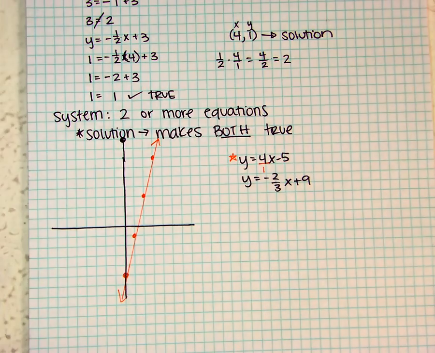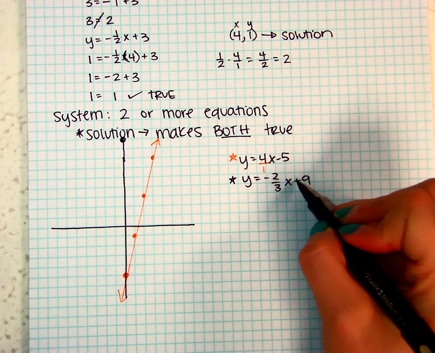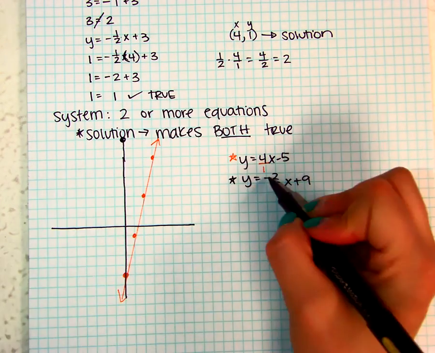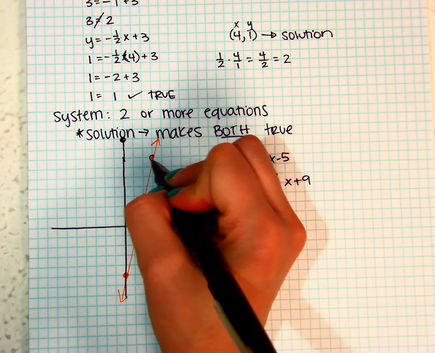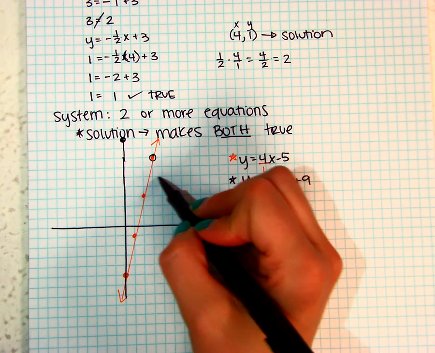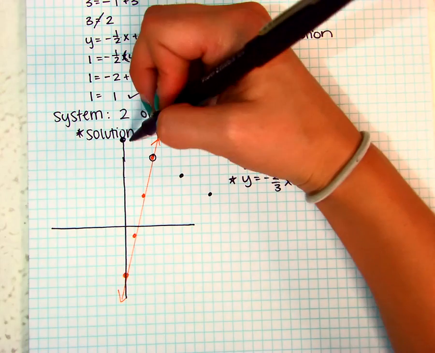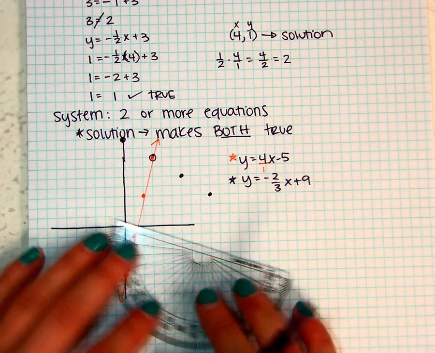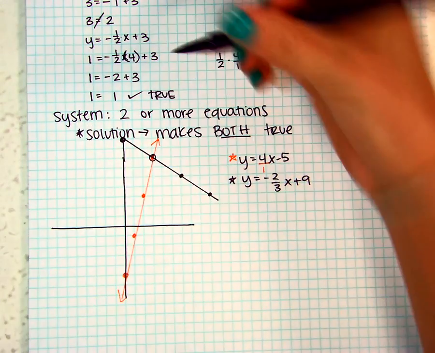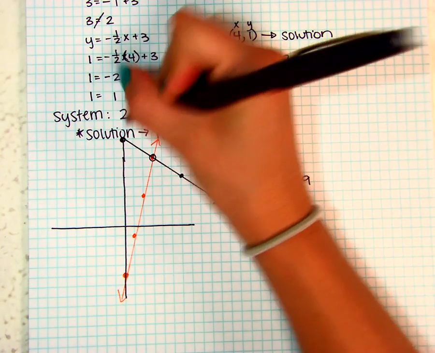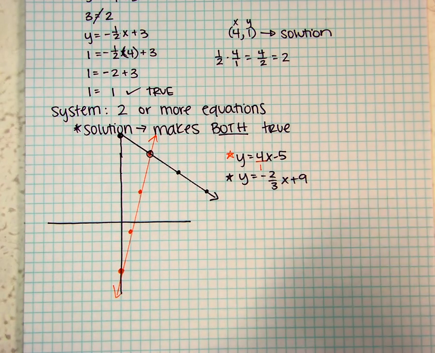And hopefully these two intersect. Now we're going to look at this one. Start at positive 9 way up here, and we go down 2, right 3. Down 2, right 3. Hey, that's a point. Down 2, right 3. We can clearly see that this point right there is our point of intersection, which means that is a point on both lines. Therefore, it is a solution.